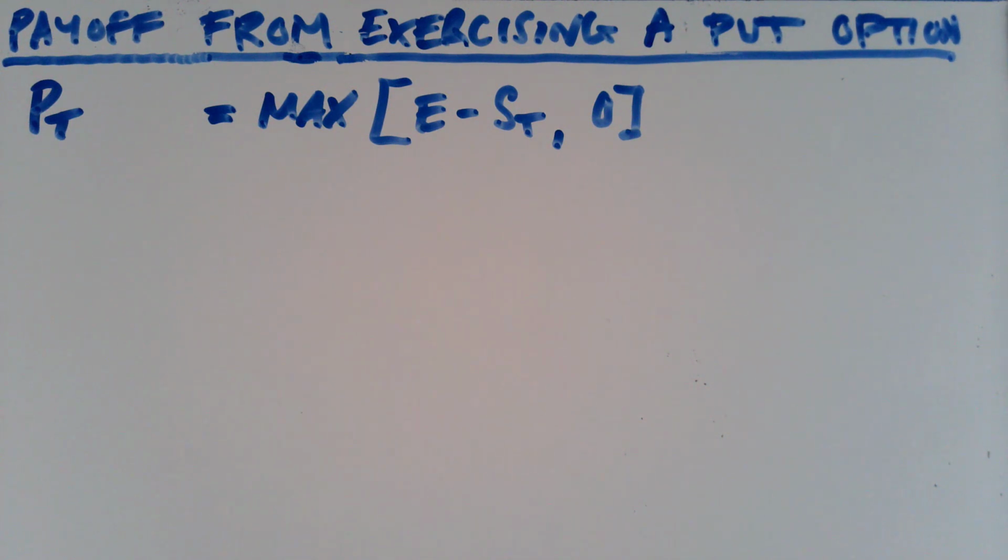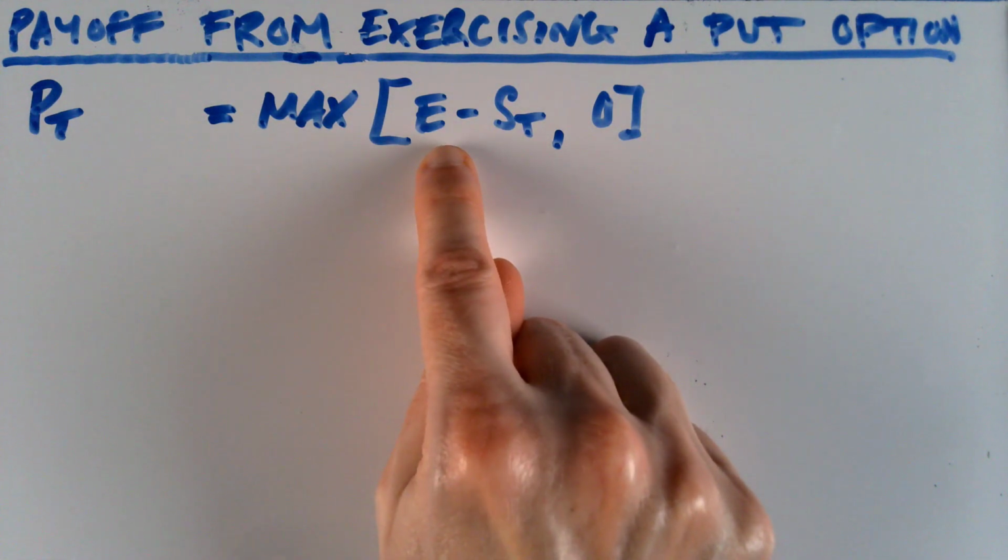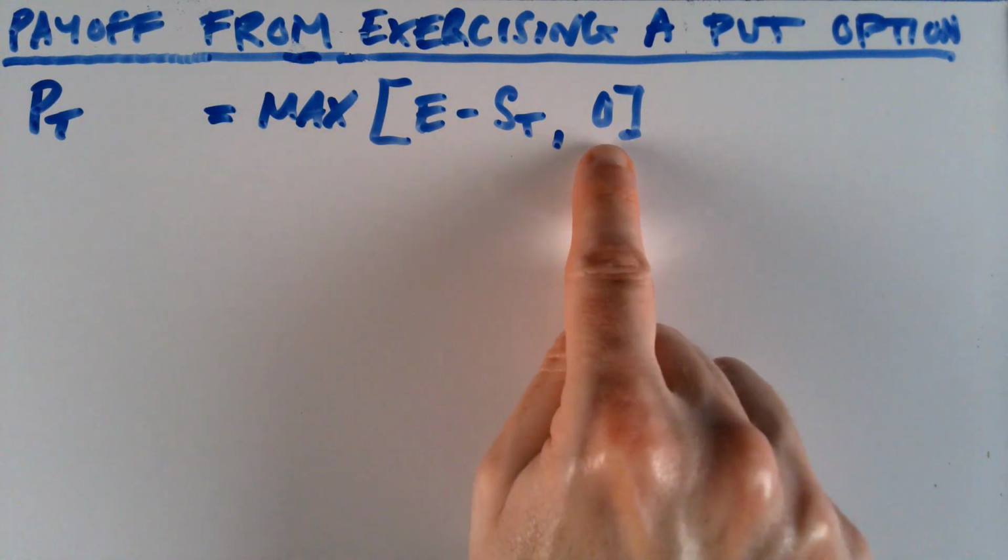And that is because the payoff from a put increases as the stock price drops, as opposed to the payoff on a call option increasing when the stock price rises. And so we see it's just the maximum of the strike minus the stock price, or zero.